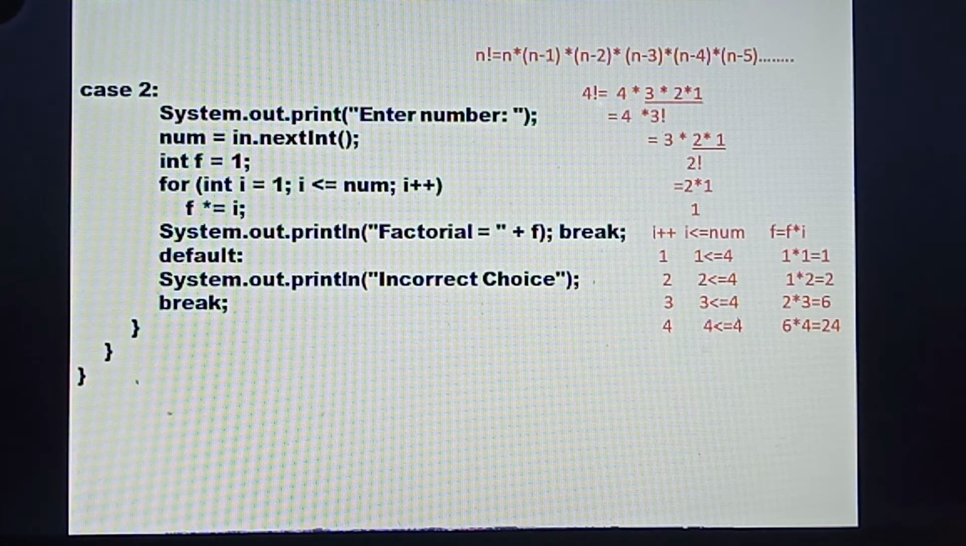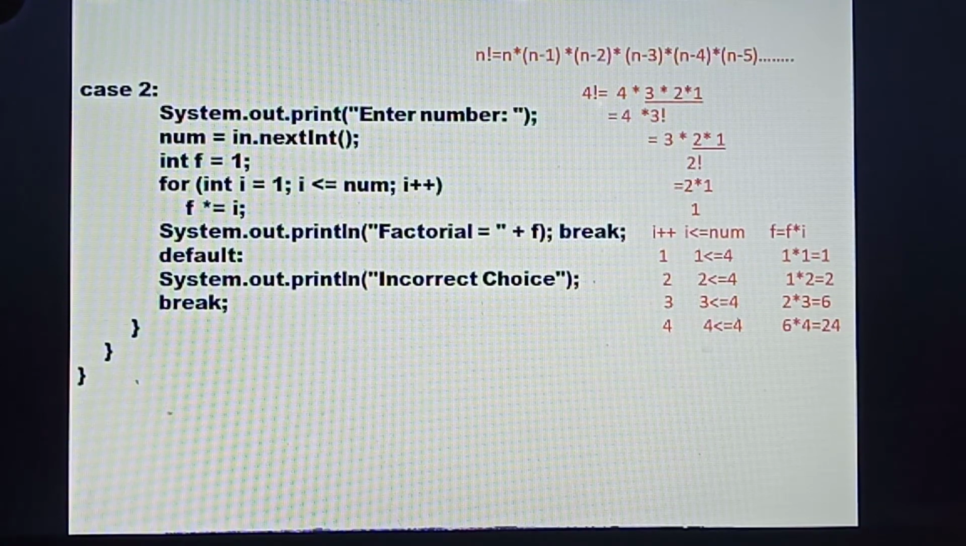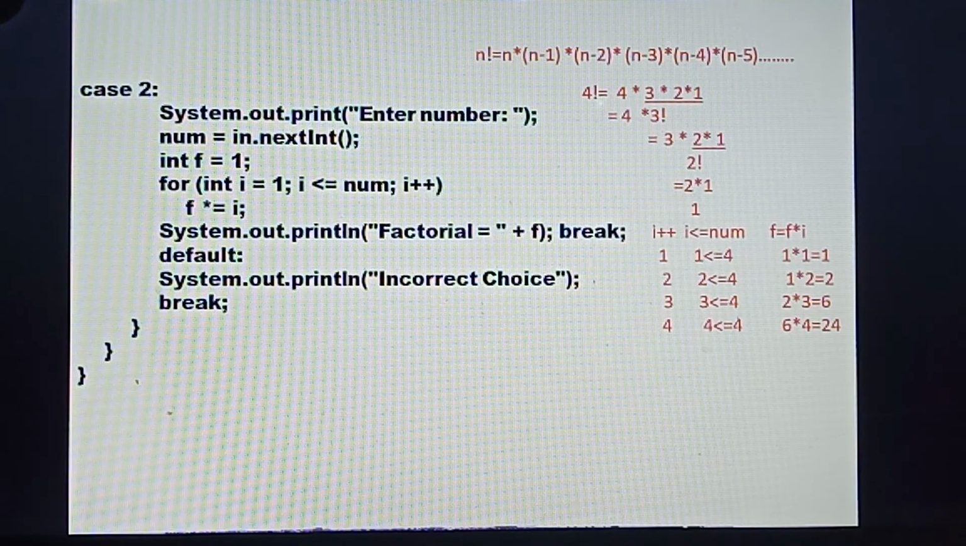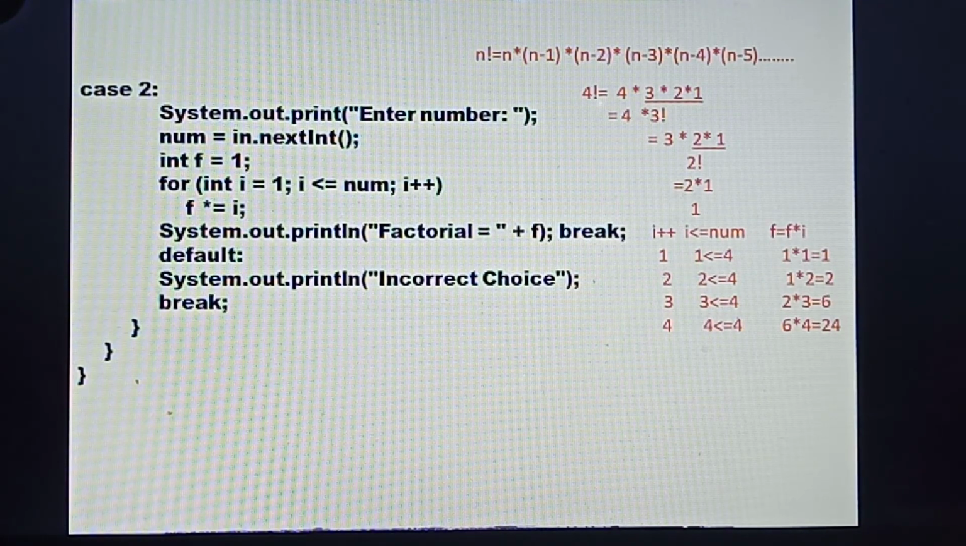After that you have to do the factorial of 3. 3 factorial will be 3 into 2 into 1. Now we have to do the 2 factorial. 2 factorial will be 2 into 1. Then 1 factorial will be 1 only. So now you get 4 factorial as 4 into 3 into 2 into 1. Now that 4 you have to apply here.